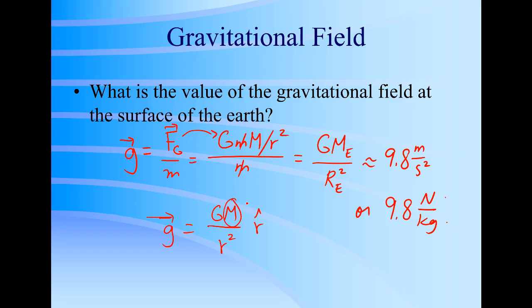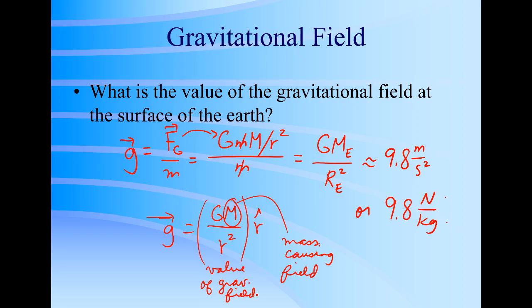Okay, so it's very important to note that this M right here, this is the mass which is causing the field. And the value in parentheses is the value of the gravitational field. It's the magnitude, if you will. And of course, the r hat signifies that it's in the radial direction.